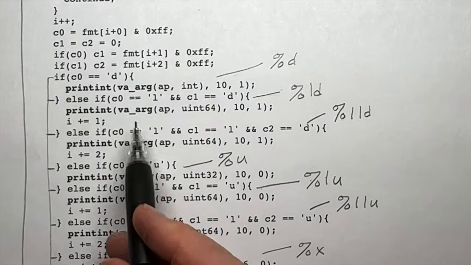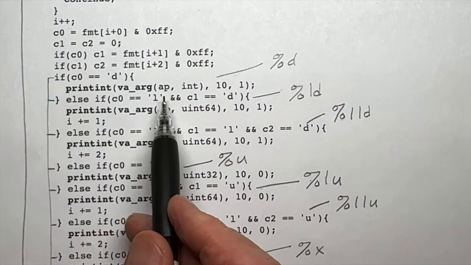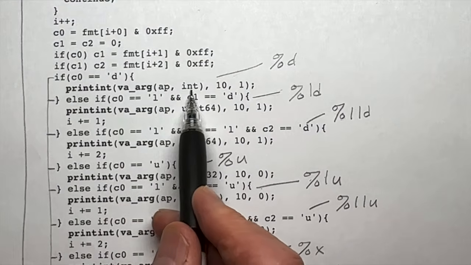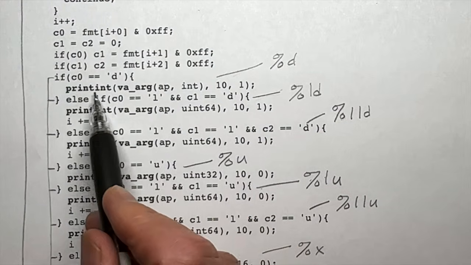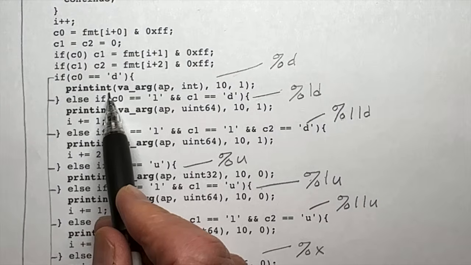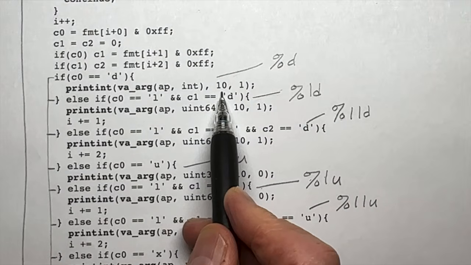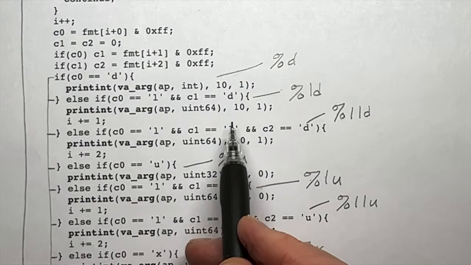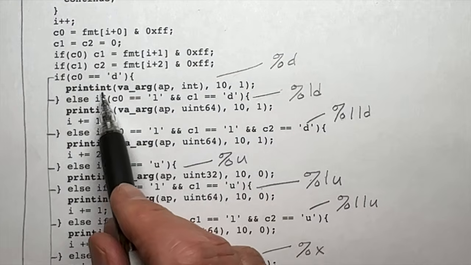Let's start with a d, which means grab the next argument and print it in decimal. So we call VARG with AP and a type of integer. This will return the next available argument as an integer. Then we call a helper function named printint, passing it the value and 10 to indicate that we want decimal output, and 1 to indicate that the value is a signed number and we want to print negative numbers using a minus sign. I'll go over printint in a moment.